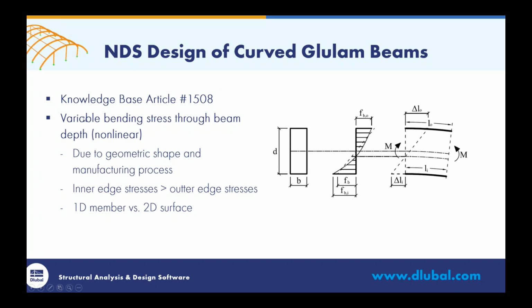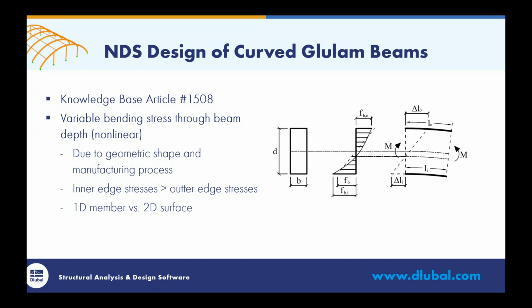So with these curved members, there are variable bending stresses throughout the beam depth. And this means that it's not a linear relationship, but rather non-linear, as we can see depicted by this figure over here, where we look at the bending stress diagram throughout the depth. Well, this is due, first of all, to the geometric shape. It's a curved member. That's why we're first seeing these variable stresses, but also because of the manufacturing process. Stresses actually occur during the bending of these laminate layers when the manufacturer is generating these curved elements. So that's another reason why we have these variable bending stresses.